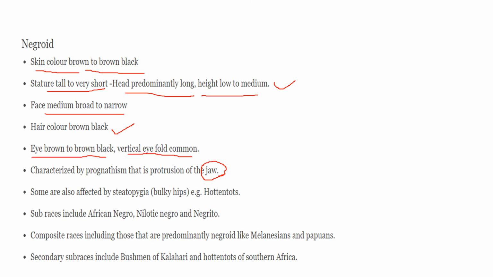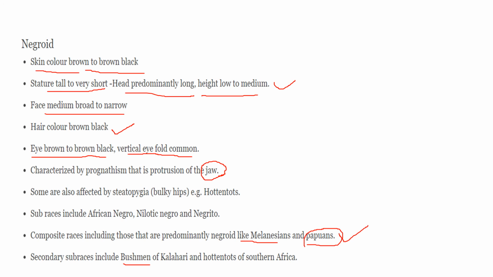Then subraces include the African Negro, Nilotic Negro, and Negrito. Then composite races include the permanently Negroid ones like the Melanesians and the Papuans. They represent Southeast Asia. Papua New Guinea islands are located near the northern part of Australia. Then secondary subraces include the Bushmen.